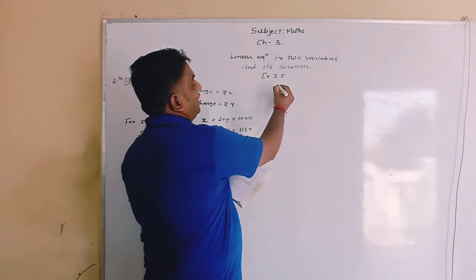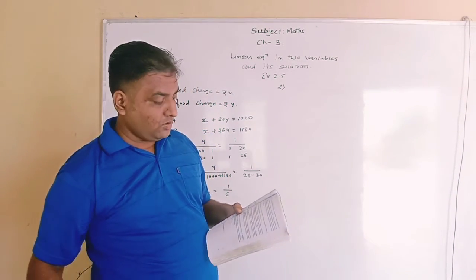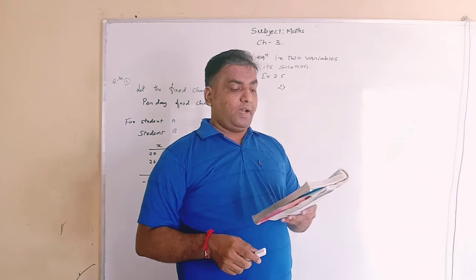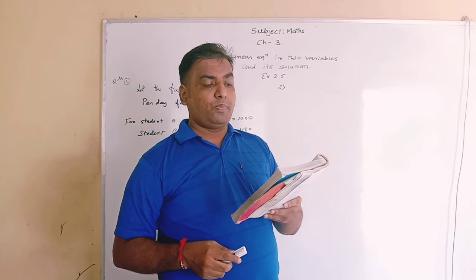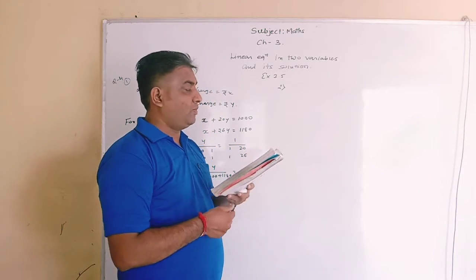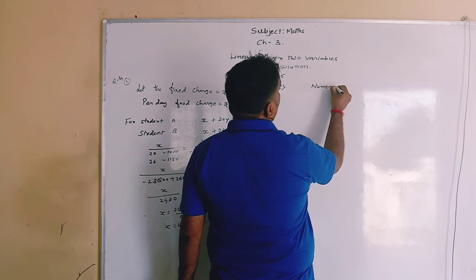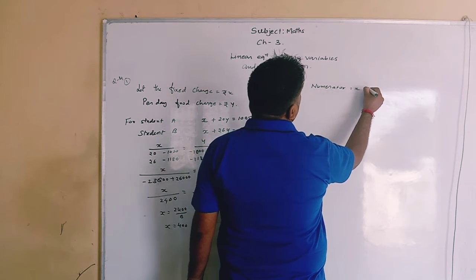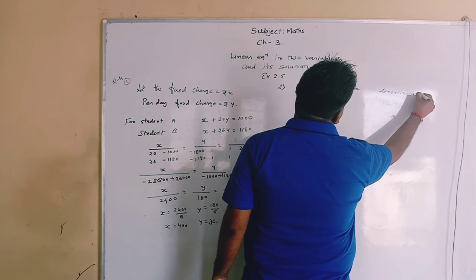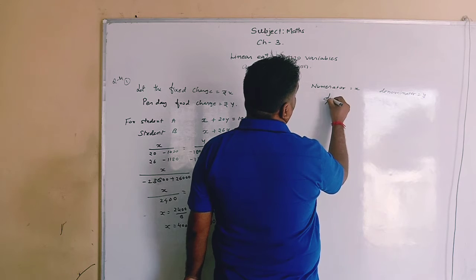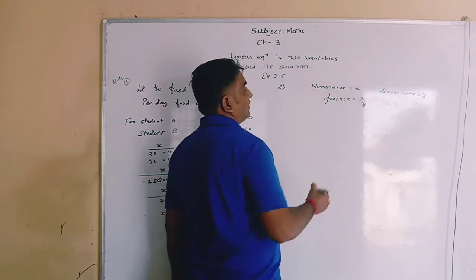Now the second question we have: a fraction becomes 1/3 when 1 is subtracted from the numerator and it becomes 1/4 when 8 is added to the denominator. So we don't know what the numerator and denominator are, so let numerator equal x, denominator equal y. And so we have the fraction equal to x upon y.